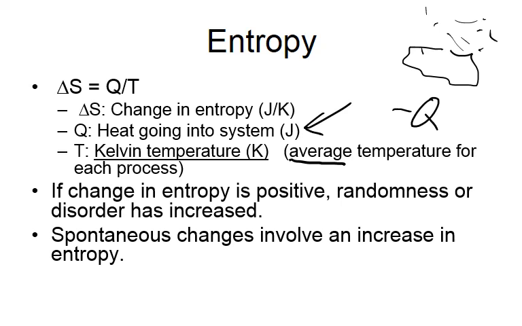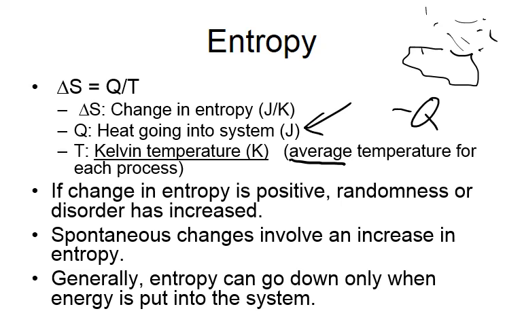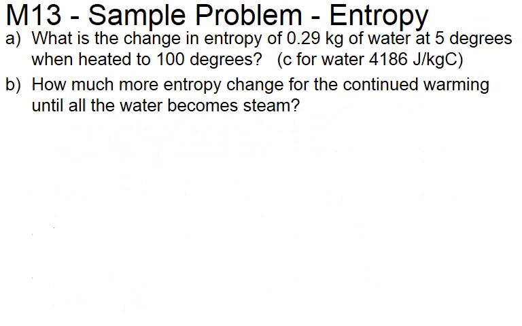Spontaneous changes involve an increase in entropy. So natural processes go toward more disorder. And entropy can only go down when energy is put into the system. If you're decreasing entropy in one area, you're increasing it in the other. And for the overall process, if you consider the whole thing, it's an increase in entropy.